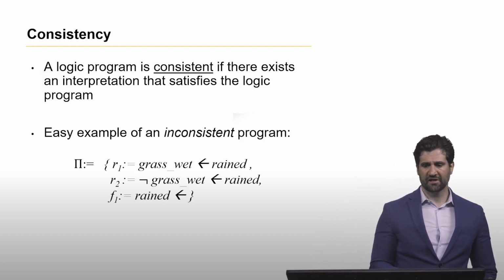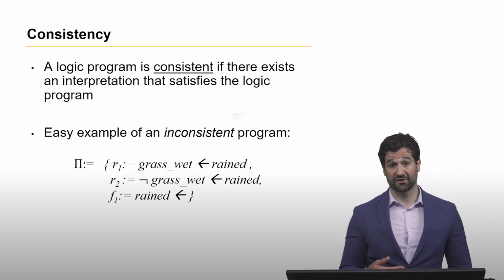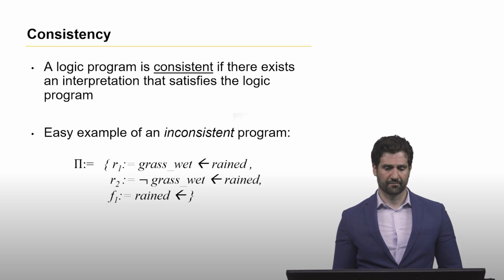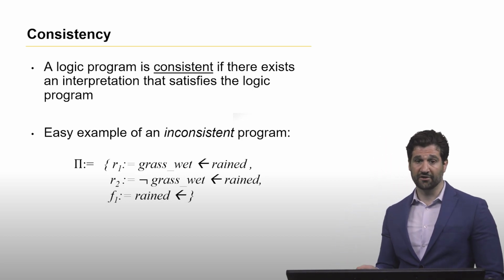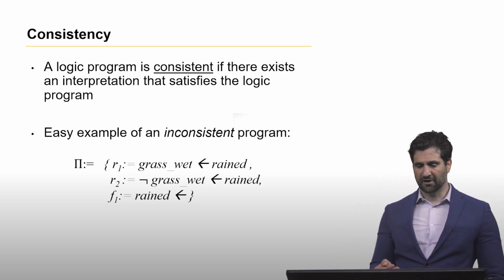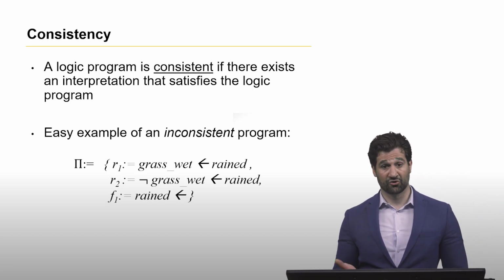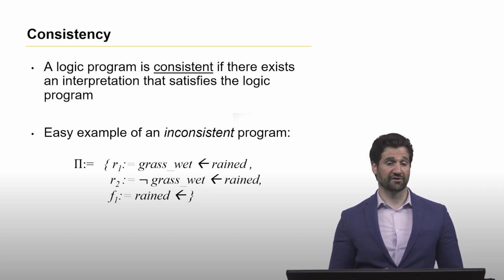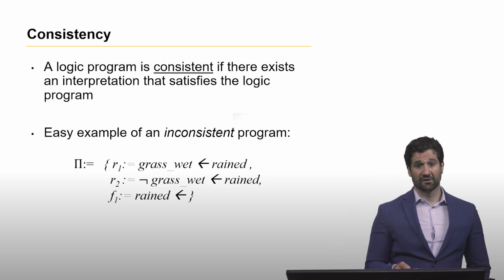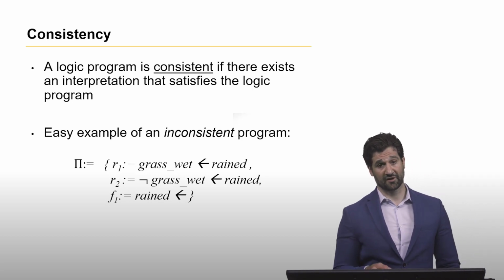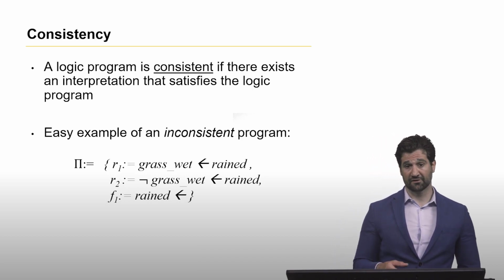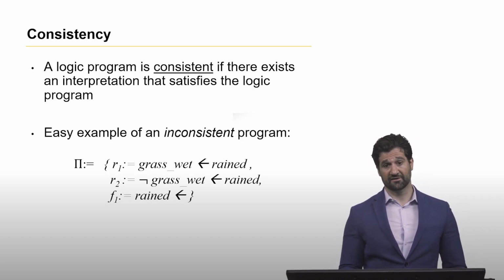Okay, so we say a logic program is consistent if there exists an interpretation that satisfies that program. Now here's a quick example of an inconsistent program. Because if we know that it rained and we have two rules, one concluding that if it rained the grass is wet, the other rule concluding that the grass is not wet if it rained, both those things can't be true at the same time. So we say that's inconsistent. There's no interpretation that allows everything here to be satisfied all at once.